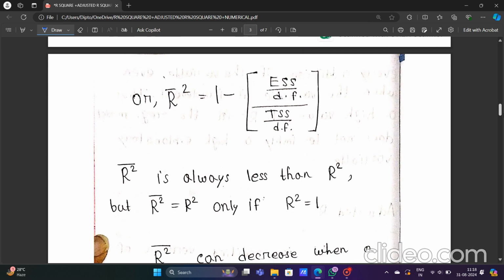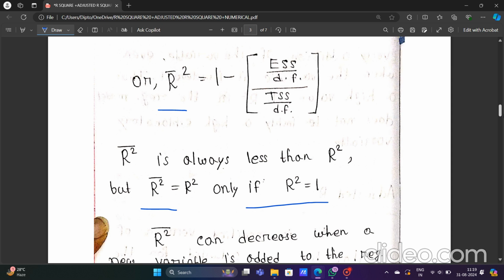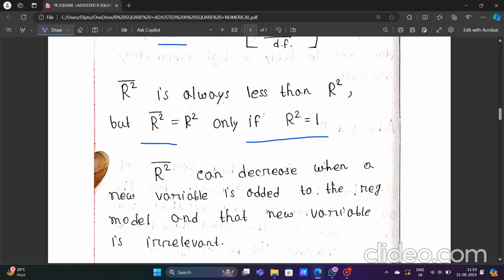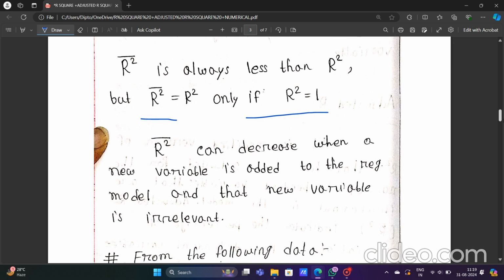Now adjusted r square can also be written as 1 minus ESS by degrees of freedom over TSS by degrees of freedom. Adjusted r square is always less than r square, obviously, and adjusted r square equals r square if r square equals 1. R square equals 1 means that 100% of the variation of y can be explained by x, the independent variables. Only in that case are adjusted r square and r square equal.